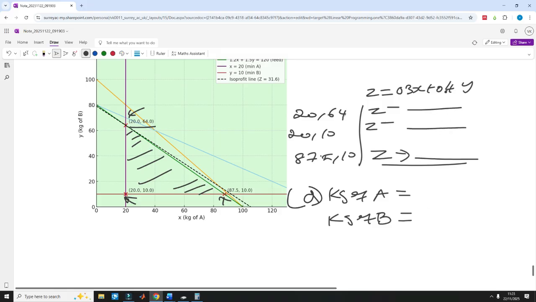So if you think this value is maximum at 20, 64, then we need to produce 20 kg of A and 64 kg of B in order to maximize your profit. So that's the whole idea behind this algorithm. It's not even an algorithm, it's a graphical method where you execute a series of things in a particular order.